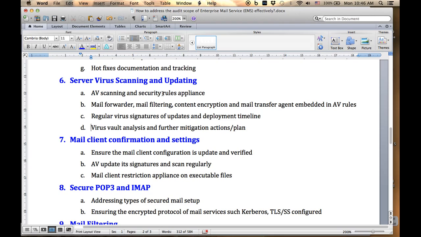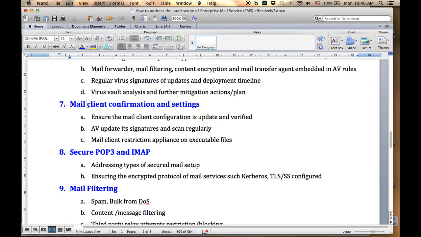Like scanning, security rule appliance, mail forwarder, mail filtering, content encryption, and mail transfer agent embedded in the AV rule. So the AV rule needs to embed the key objective that we need to focus on in the mail service, like mail forwarder, mail filtering, content encryption, or mail transfer agent involved with middleware. And this one is regular virus signature or update deployment timeline. So this is just a common requirement that the IT auditor needs to understand, the principle of the mail service involved with virus scanning and update activity.